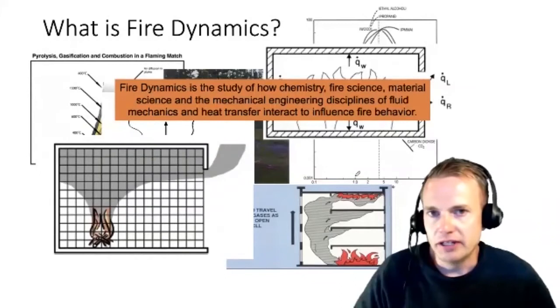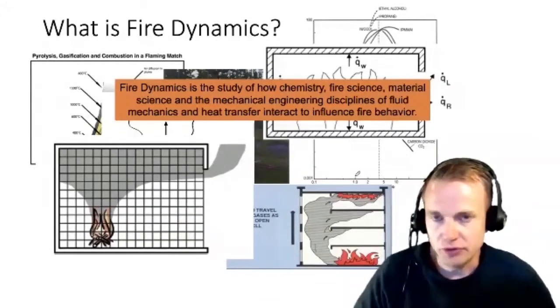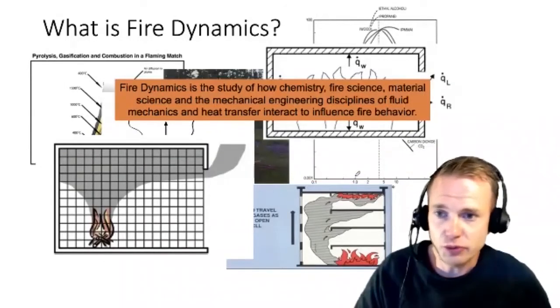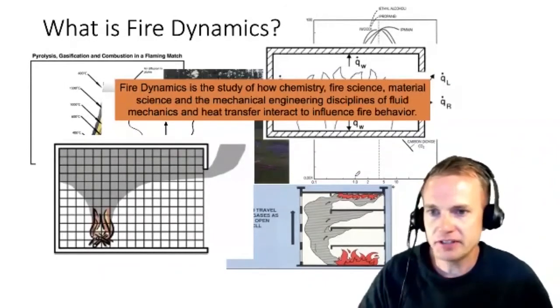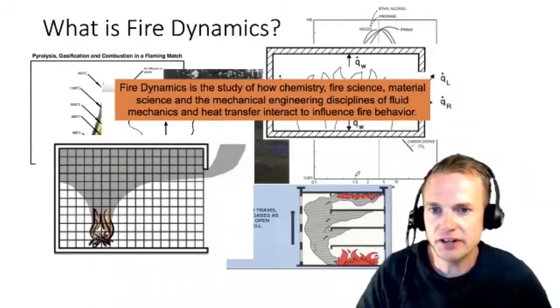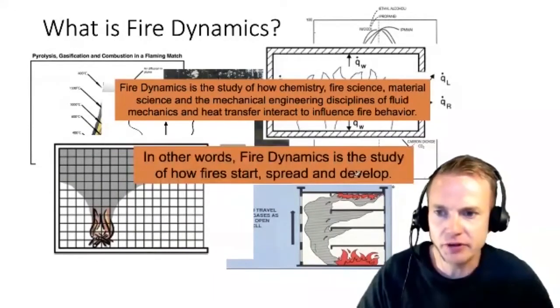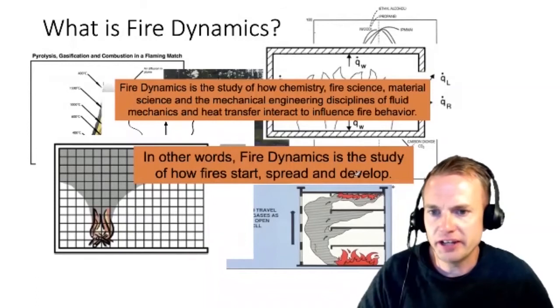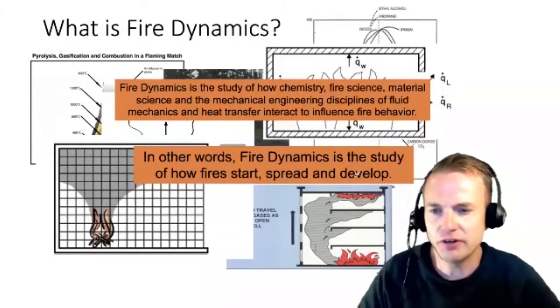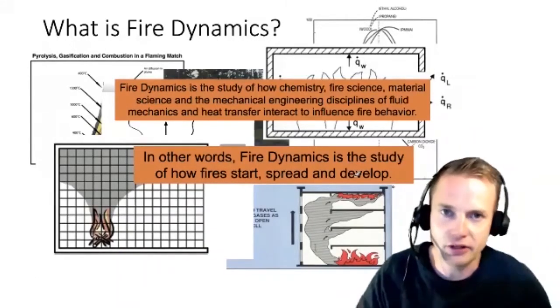So as NIST puts it, the National Institute of Standards and Technology in the US, they say that fire dynamics is the study of how chemistry, fire science, material science, and the mechanical engineering disciplines of fluid mechanics and heat transfer interact to influence fire behavior. So in other words, fire dynamics is the study of how fires start, spread, and develop.